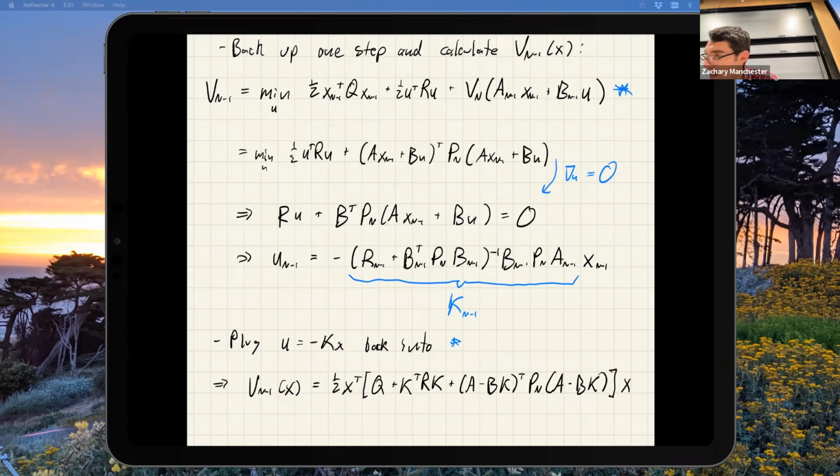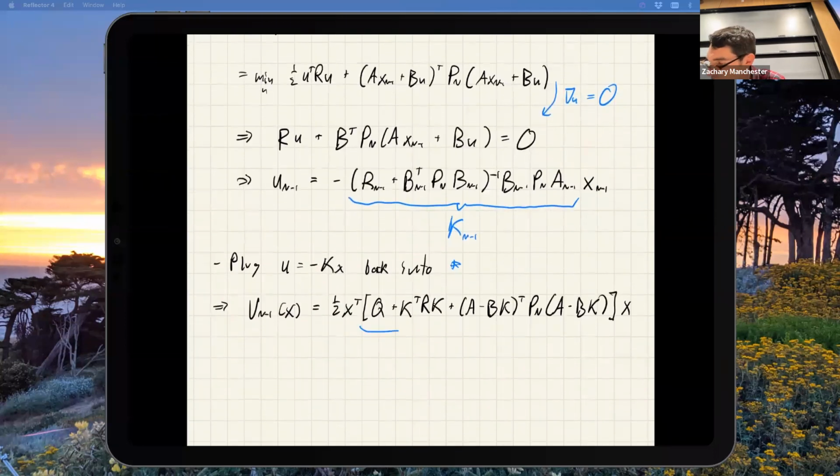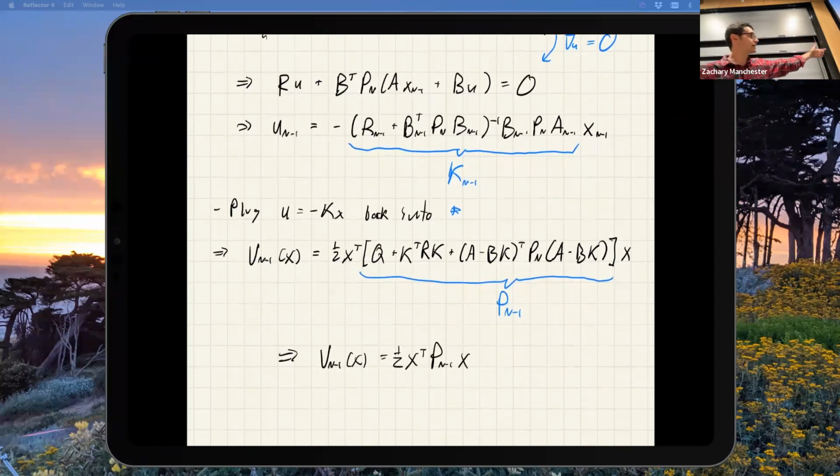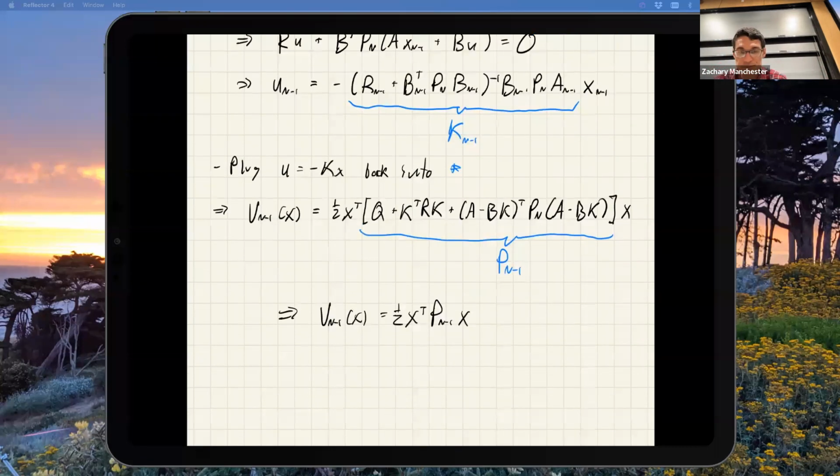This thing times x, and this thing in the bracket is Pn minus 1. So we've now got this backward recursion for K and P. And I can rewrite this as Vn minus 1 of x equals 1/2 x transpose Pn minus 1 x. And now I have the recipe to compute the P's and K's all the way back and keep going. The key thing that lets me do this is that in the LQR case, the cost-to-go function stays quadratic. So I can write it down as just this P matrix in the quadratic form there. Okay.